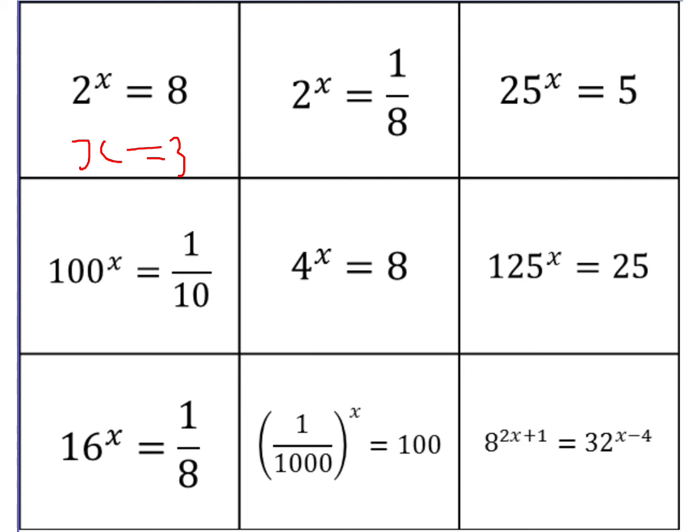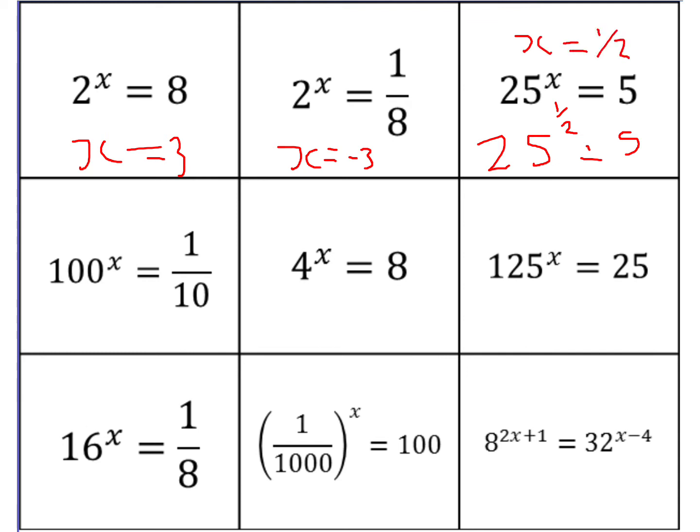2 to the x is 1 over 8. Well, 2 to the 3 is 8. So 2 to the minus 3 is 1 over 8. Okay. Next one, 25 to the power of something is 5. Well, 25 to the power of a half is the square root of 25, which equals 5. So x equals a half here, or 0.5.